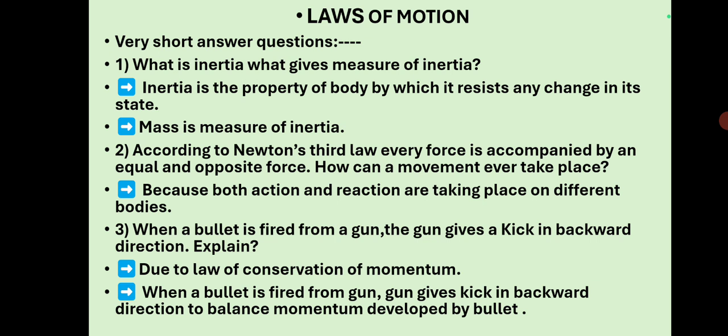Okay. When a bullet is fired from a gun, it gives a kick in the backward direction. Explain. This is due to the law of conservation of momentum. When a bullet is fired from a gun, it gives the kick in the backward direction to balance the momentum developed by the bullet.